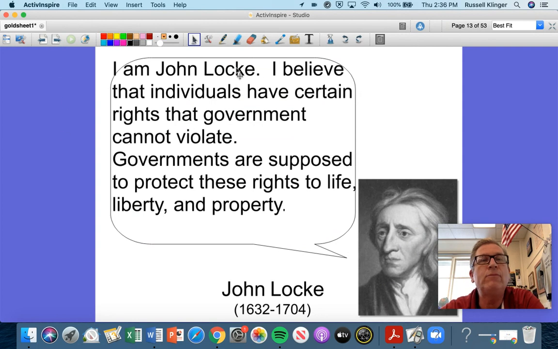John Locke says, I am John Locke, right? I believe that individuals have certain rights that government cannot violate. Governments are supposed to protect these rights to life, liberty, and property. And he's saying this literally at the end of the 1600s.